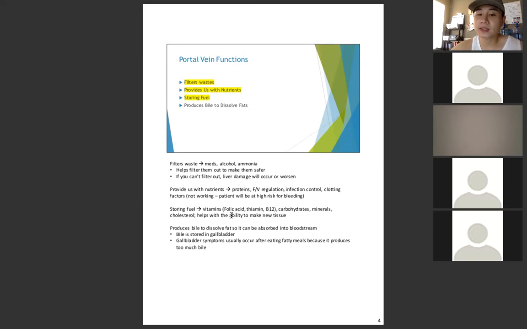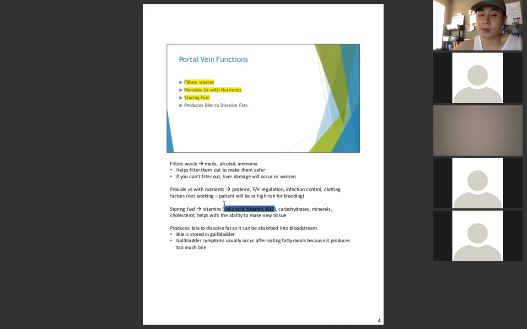So these three vitamins are essential in red blood cell generation, so production. So if we don't have these vitamins, we will be anemic and we don't have enough production of red blood cells. Also carbohydrates, minerals, cholesterol help with the ability to make new tissues. Why the portal vein is so important is because it provides blood to the whole GI system. It provides blood to the stomach, the esophagus, the liver, and other parts of the GI system as well. So that's why the portal vein is a big vein that goes straight in the midline of the body.